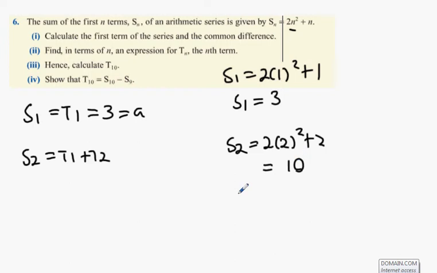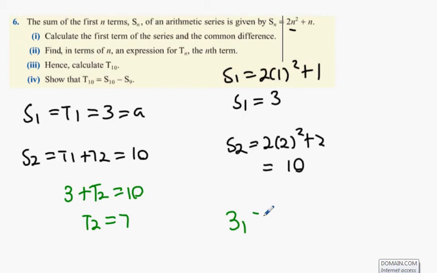T1 plus T2 must be equal to 10. But we already found out what T1 was. What is T1? 3. 3 plus T2 equals 10. Therefore, T2 must be 7. The sequence goes 3, 7. The A value is 3. What's the D value? 4. So we found out the first term is 3, and the common difference is 4.